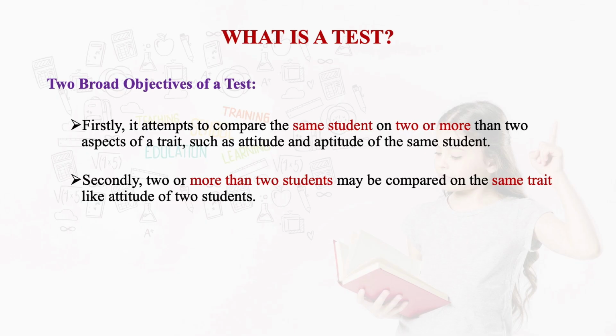like attitude of two students. Try to understand. Here you have to take more than two students, but in the earlier case you are just taking the same student. Then you have to administer the same tool or the same test upon the group of students. Okay, and you will compare so far as attitude is concerned, so far as achievement is concerned, what is the performance of different students. So in both ways you can do it.